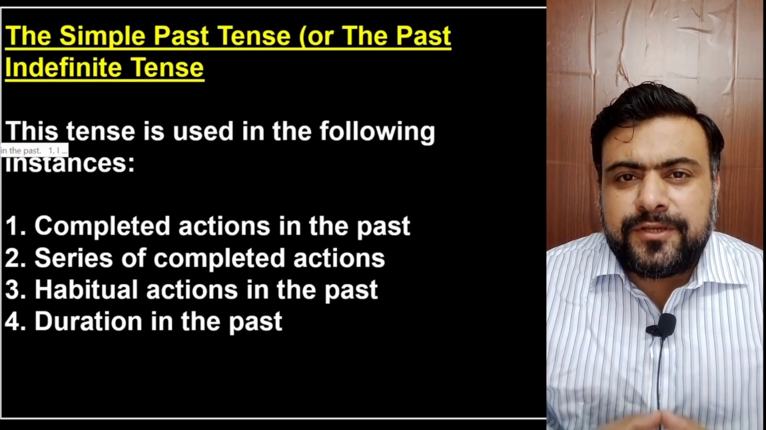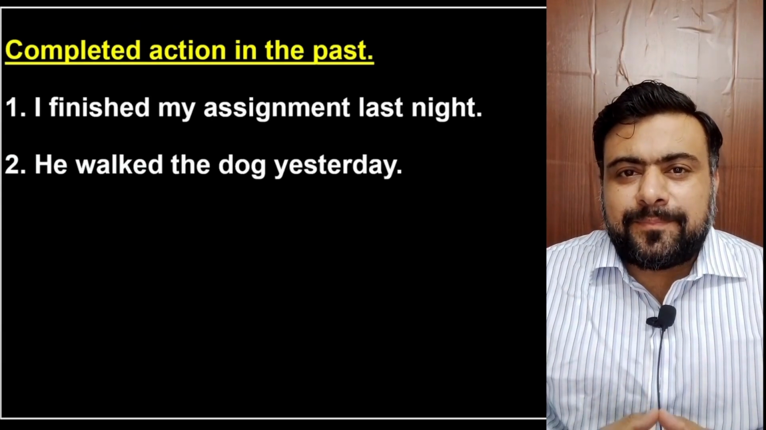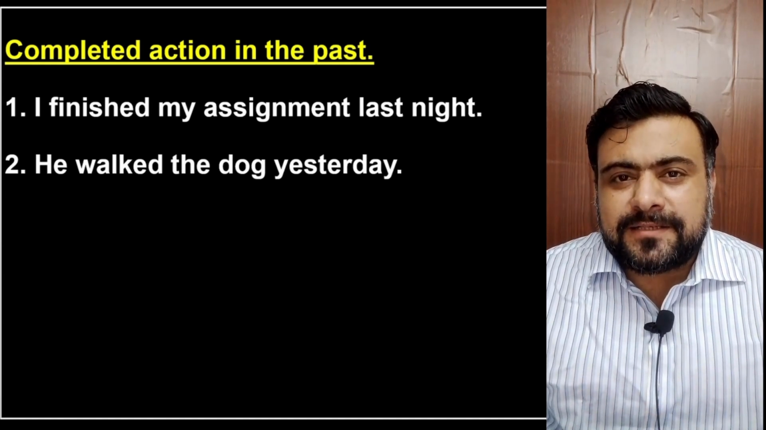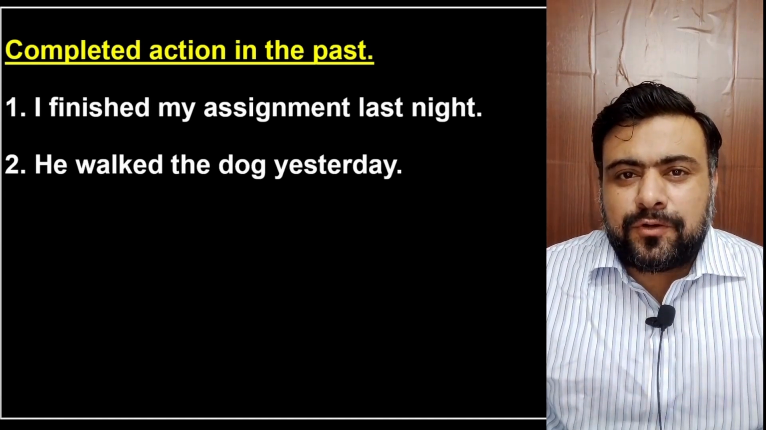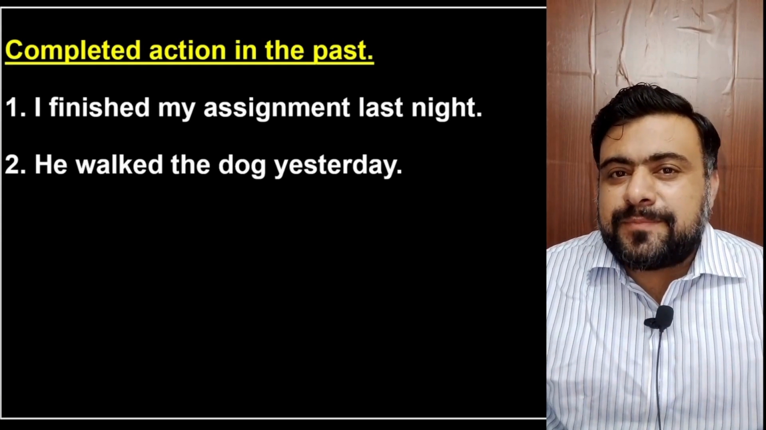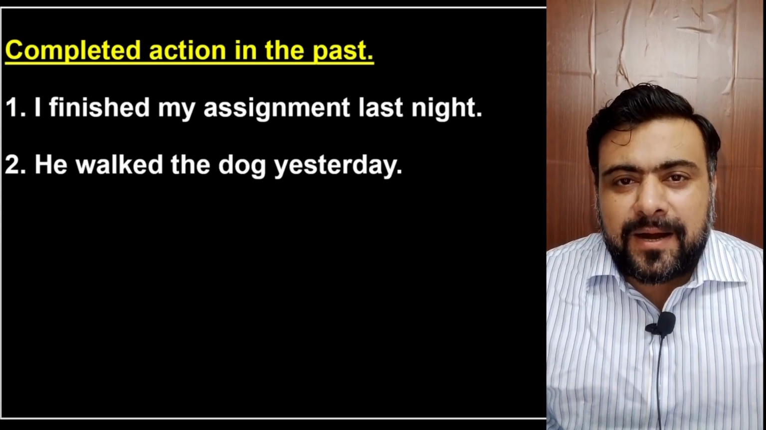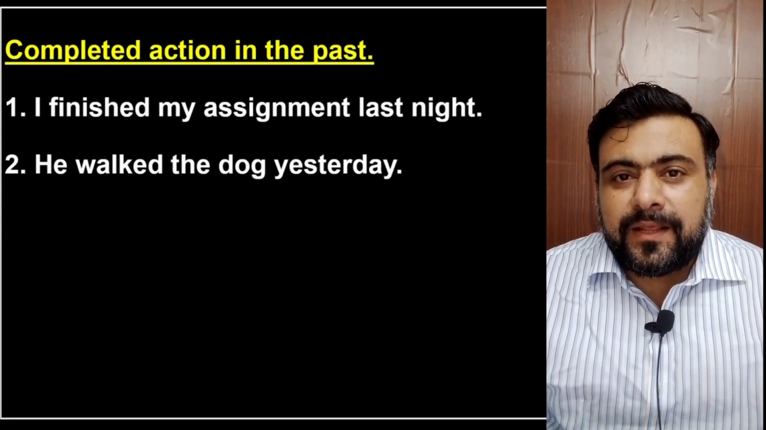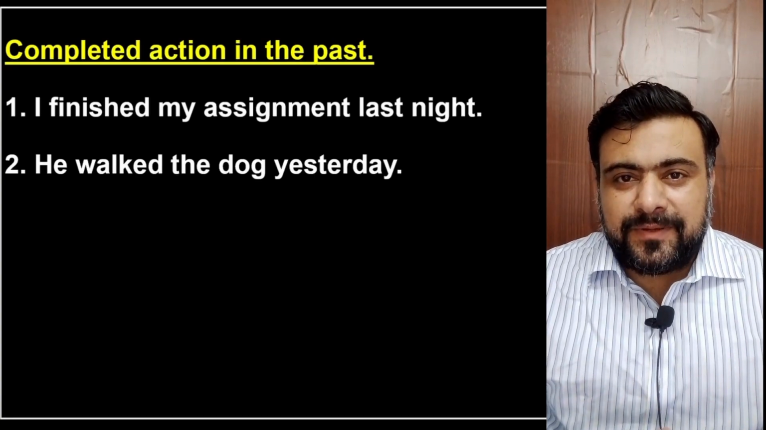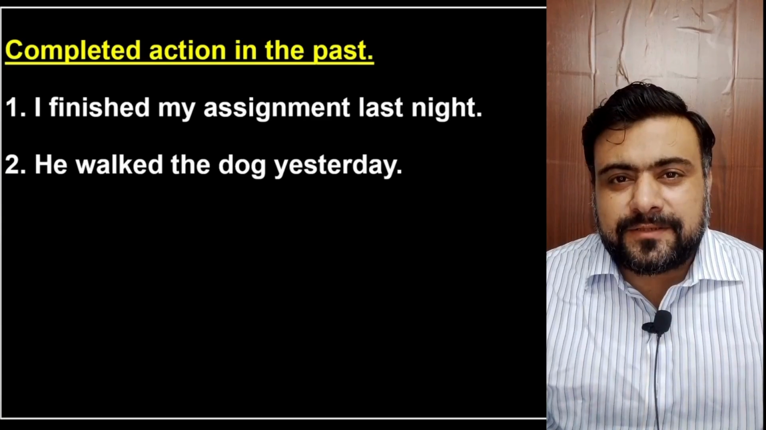past tense is used. The example of completed action in the past is I finished my assignment last night. The action of finishing my assignment was completed last night. It has been completed in the past. Second example, he walked his dog yesterday. The action has been completed. Now the action is complete and it was completed in the past.